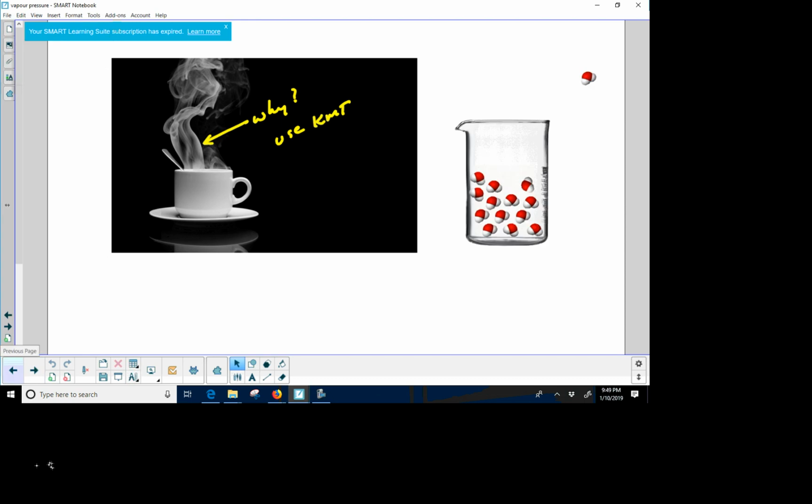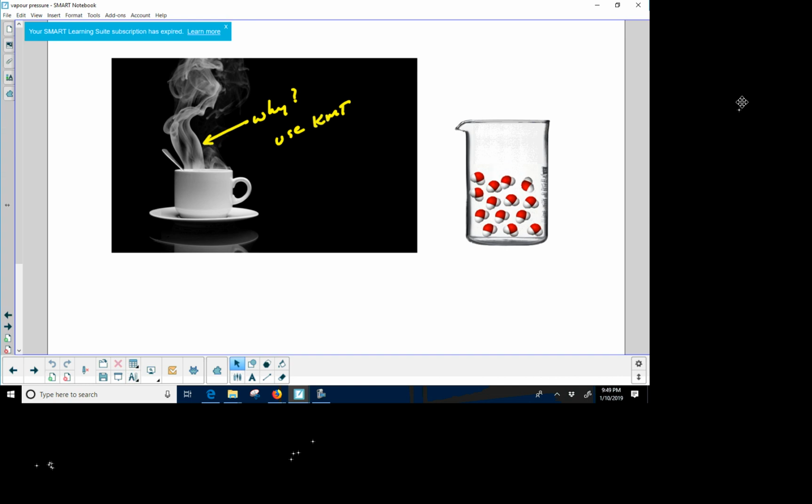So the idea is we've got all of these water molecules. Remember, they're all in here. They're all attracted to each other with intermolecular forces. So there's quite a strong intermolecular force here with the hydrogen bonds. But remember, these particles are moving. And the higher the temperature, the more these are going to be vibrating and moving around.